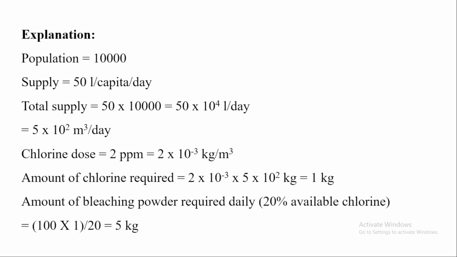Did you understand this? The amount of chlorine required is 1 kg, but in 1 kg of bleaching powder, only 20% of chlorine is available. So if I need 1 kg of chlorine, we need to take 5 kg of bleaching powder. If you see the answer, it is option B, 5 kg. Is this question clear?